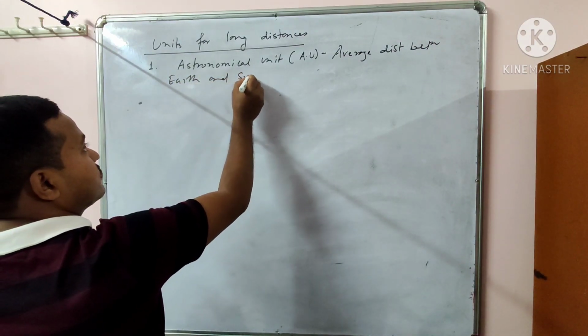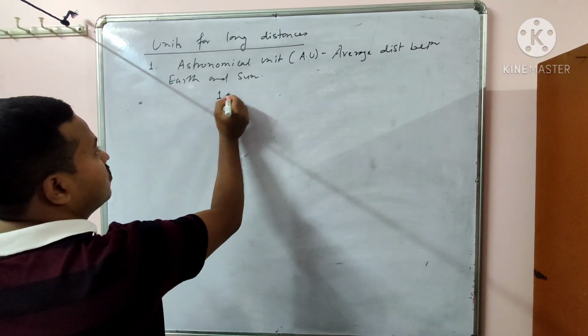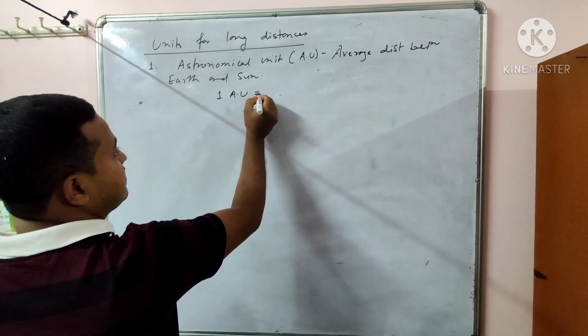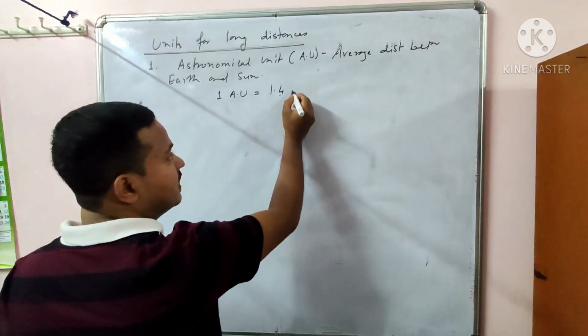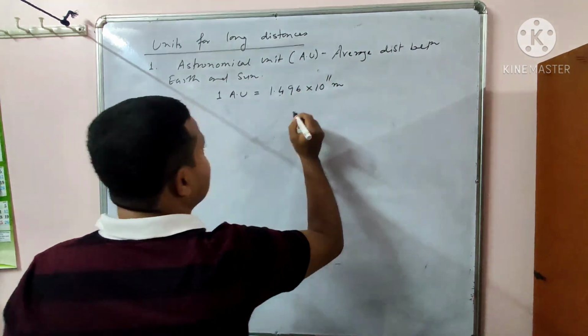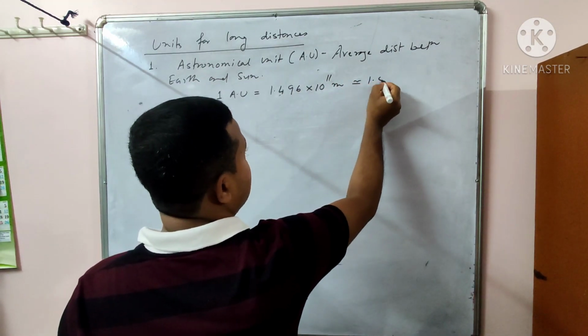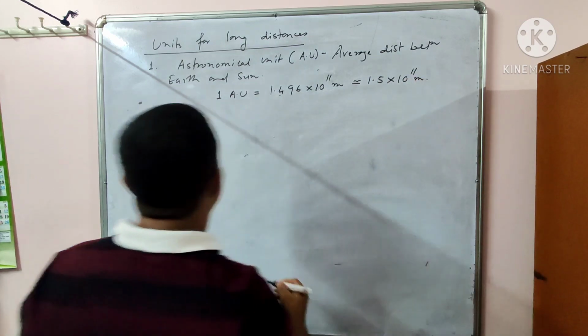Earth and Sun. So that is called what? Astronomical unit. So here you just have to remember that value. 1 astronomical unit is equal to 1.496 10 to the power 11 meter. Okay. So approximately you can take it as 1.5 10 to the power 11 meter. So this is the astronomical unit.